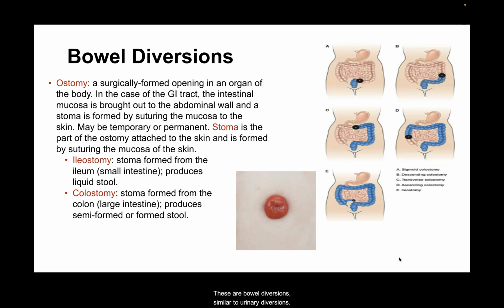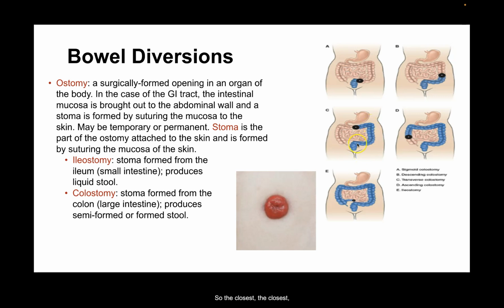These are bowel diversions, similar to urinary diversions. You can have an ileostomy, a stoma formed from the ileum, small intestine. So obviously, as the stool is going down your GI tract, and depending on where the ostomy is placed, the characteristic of the stool will depend on that. For example, if it's an ileostomy, it's going to be liquid stool, because your stool forms as it's going through your GI tract, right?